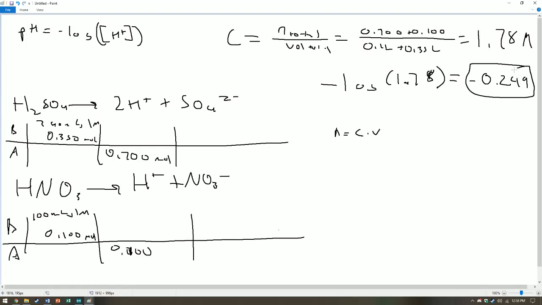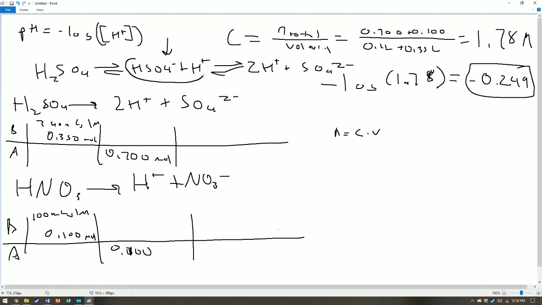Now, in practice, H2SO4, while a diprotic acid, let me explain this for the higher levels. I'm on this screen. H2SO4 is in equilibrium with HSO4 minus plus H plus, in equilibrium with 2H plus SO4 2 minus. In practice, it's actually this species here that is the most abundant in solution.